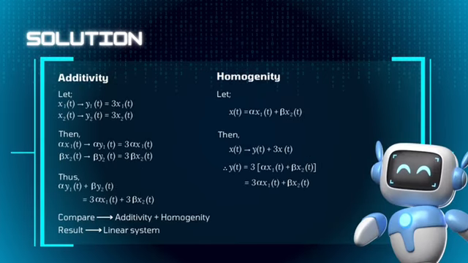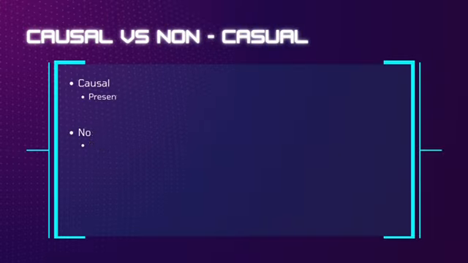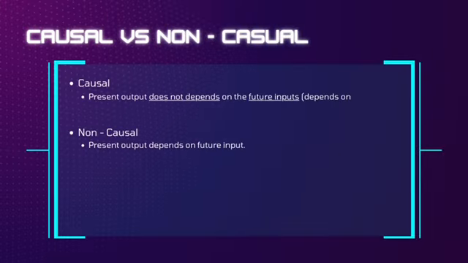This is the solution. Comparing a system against the properties of additivity and homogeneity determines whether it is a linear system. Moving on is causal versus non-causal. Causal is present output that does not depend on the future inputs, depends on past or the present input. Meanwhile, non-causal is present output that depends on future input.